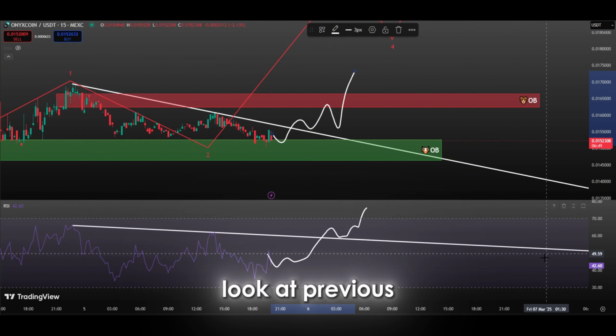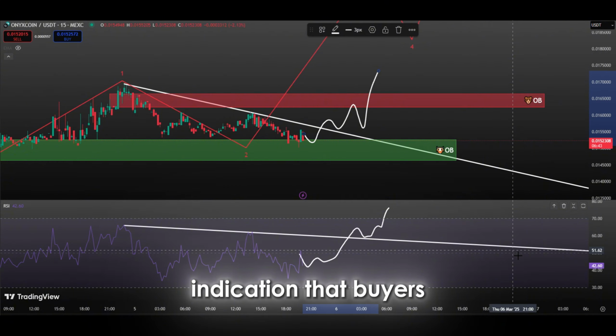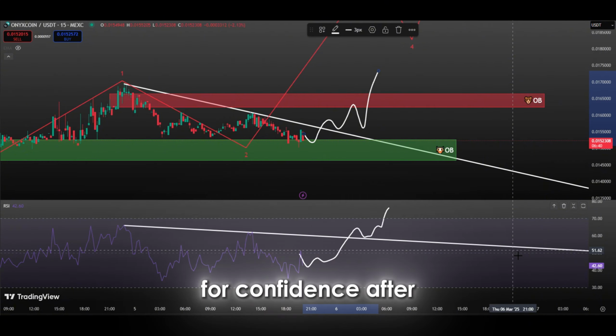Especially when we look at previous price action, we can see that the price reacted strongly after the RSI's trend breakouts. Therefore, a breakout at this point could be an indication that buyers are starting to gain strength in the market. It should also do a retest for confidence after the breakout.